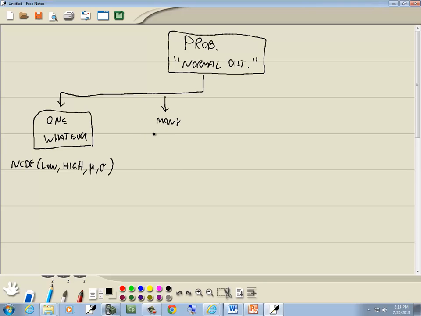And then there's going to be ones that are many whatevers. We're sampling 20 students and finding the probability that their average age is greater than 20. So this will be normal CDF, our low, our high, our mean, this is mu, and then we take sigma, our standard deviation, divided by the square root of n.